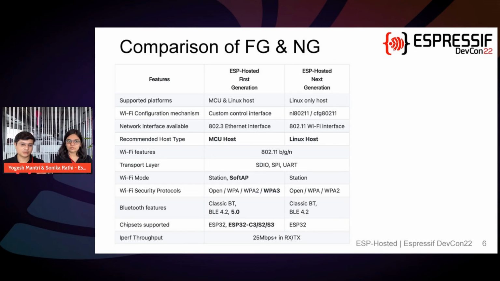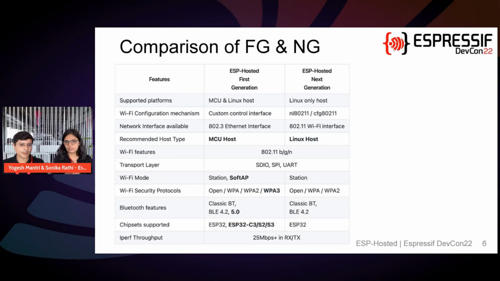When we come to chips which are supported for these solutions, for first generation, we support ESP32, ESP32-C3, ESP32-S2, and ESP32-S3. And in case of ESP-Hosted next generation, we are supporting only ESP32. I will just come to the important part, which is iPerf throughput. So overall, the data path remains the same for both of them. We have achieved 25 Mbps in case of RX and TX, both the cases.